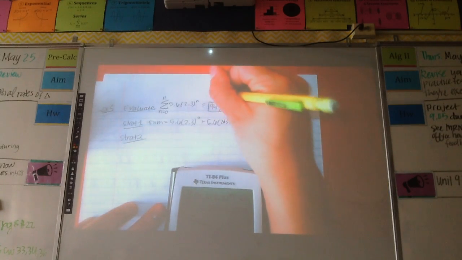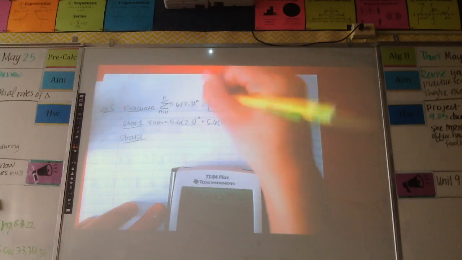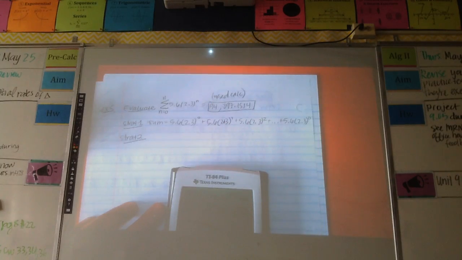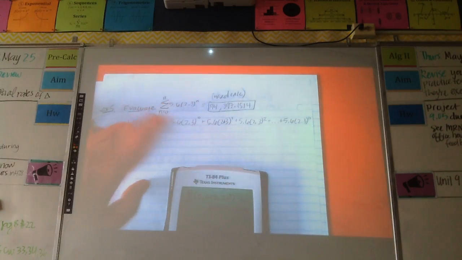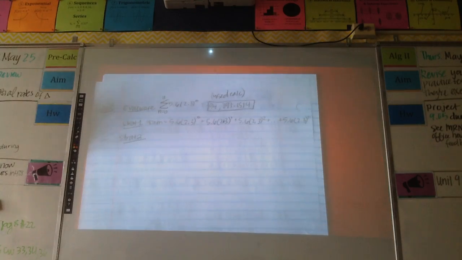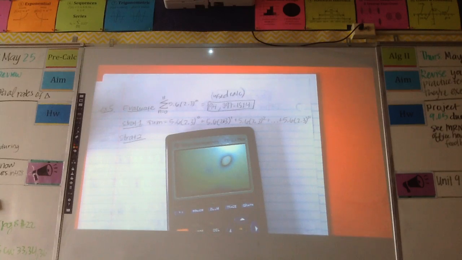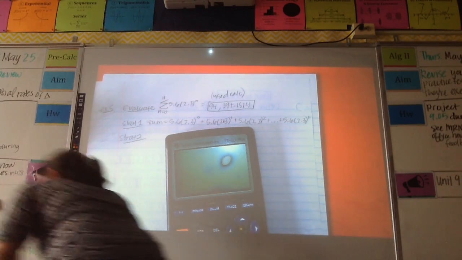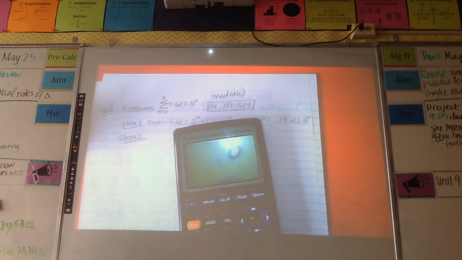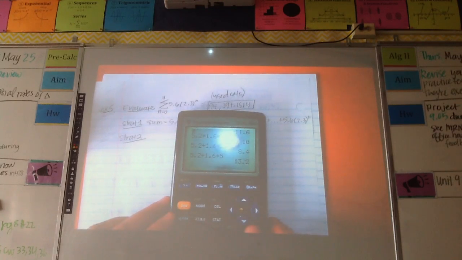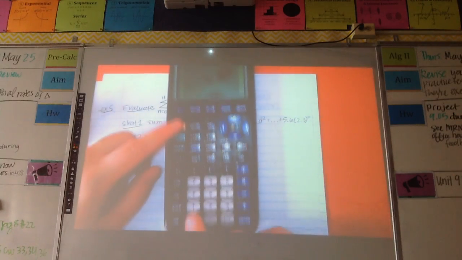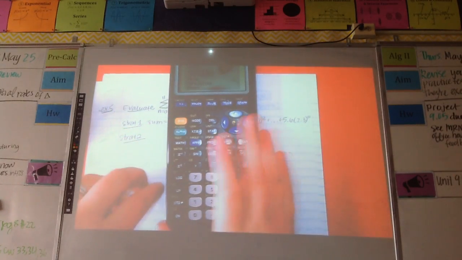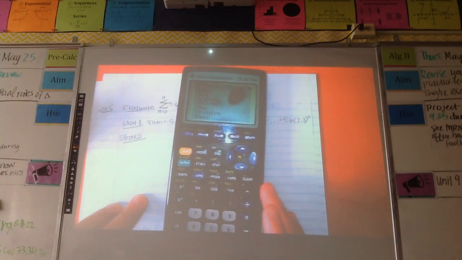You could say, use my calculator to find the sum or the value of this expression. Okay, if you have an 83, it's going to be a different strategy. Let's take a look. This is a little bit tricky to do. So we're going to look for, again, go to Catalog. Again, press S.